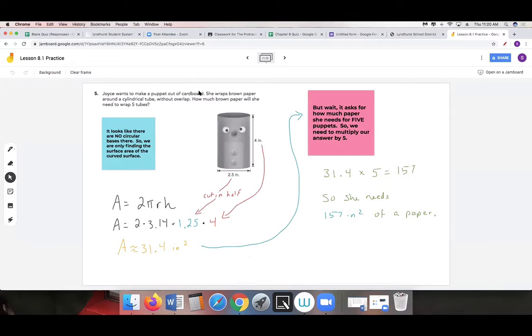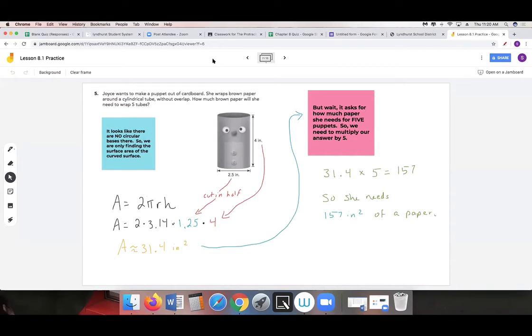So for number 5 here, it says Joyce wants to make a puppet out of cardboard. She wraps the brown paper bag in a cylindrical tube. Without overlap, how much paper will she need to wrap 5 tubes? So it looks like there's no circular bases there. On the top and bottom, it's hollow. It's like a paper towel holder. So we are only finding the surface area of the curved surface.